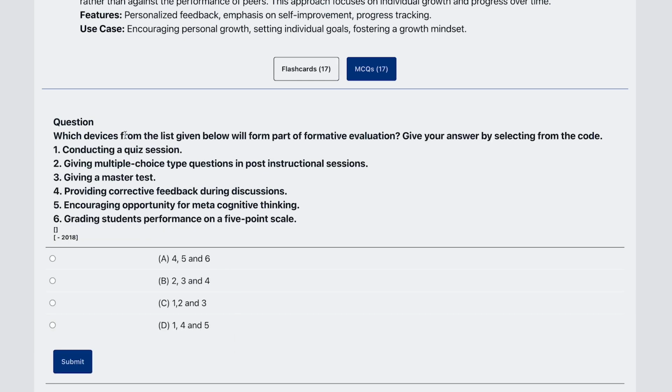Which devices from the list given below will form part of formative evaluation? Okay, formative is during the process. So conducting a quiz session, this is correct. Giving multiple choice test in post-instructional sessions, no. Giving a master test, no. Providing a corrective feedback during, yes, 4 is correct. Encouraging opportunity for metacognitive thinking, 5 is also correct. Grading students. So I'm guessing it's 1, 4 and 5. D.